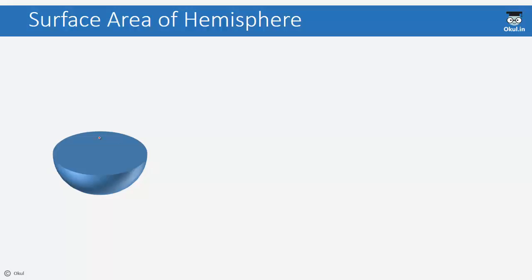In a hemisphere, we can calculate two areas, the curved surface area and the total surface area, as right now this hemisphere is not closed. The surface area without the base is called the curved surface area. Since the surface area of the sphere was 4 pi r square, the curved surface area of the hemisphere will be 2 pi r square, that is half of it. So 2 pi r square is 4 pi r square divided by 2. This is the curved surface area of the hemisphere.